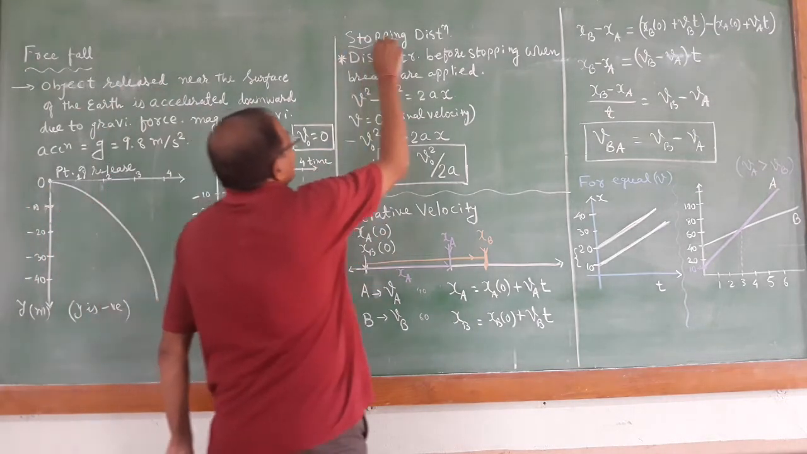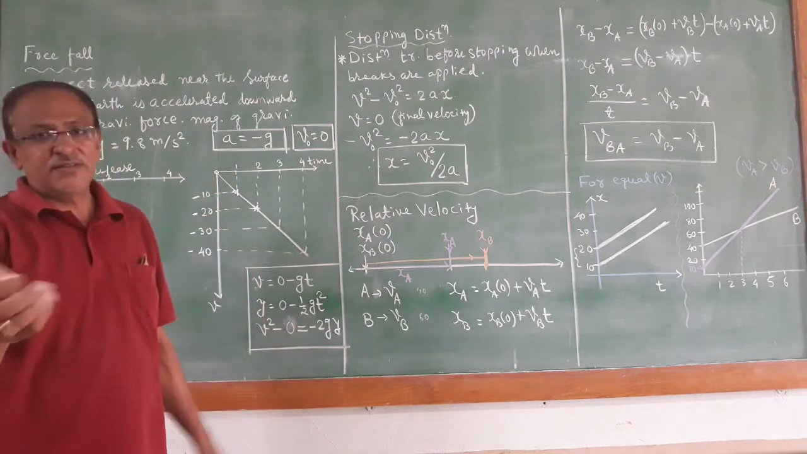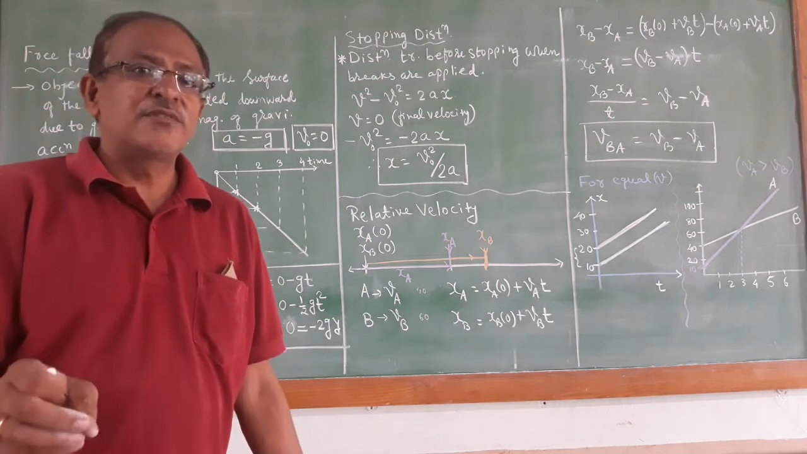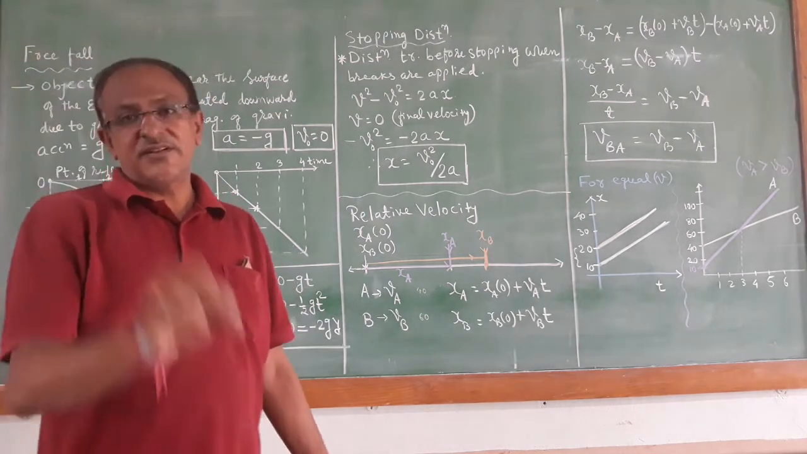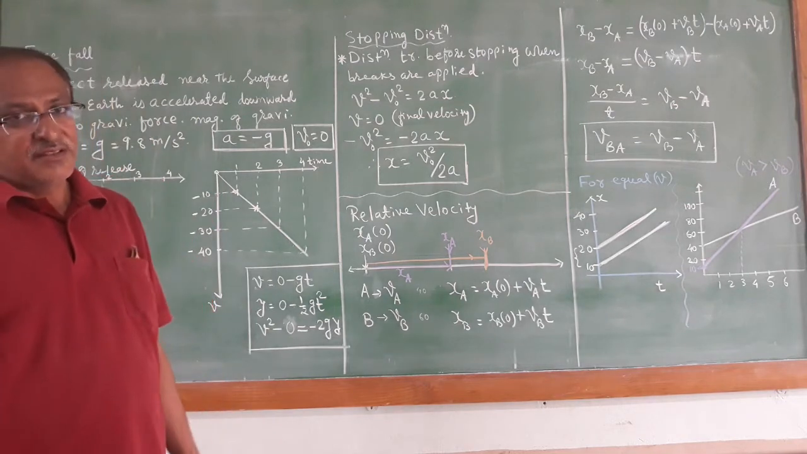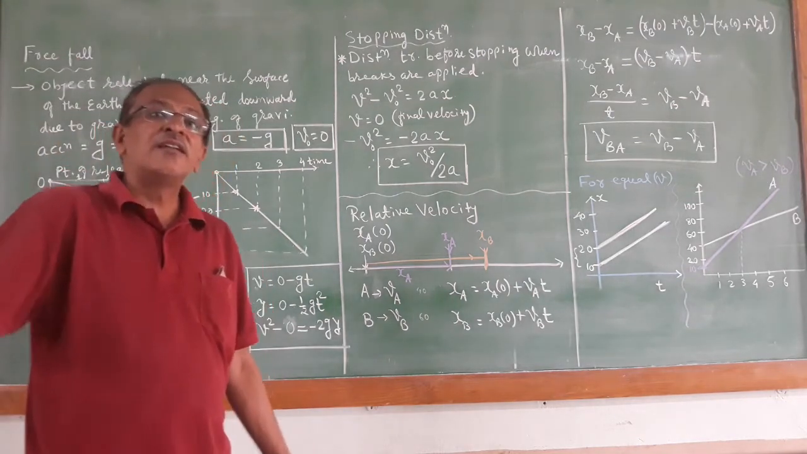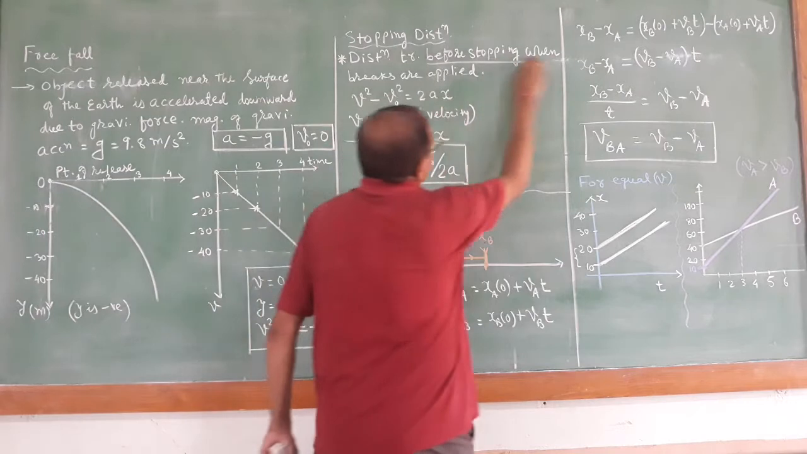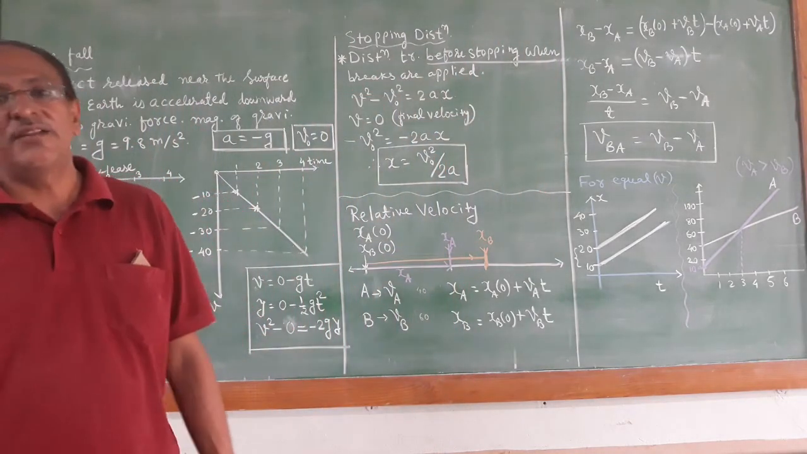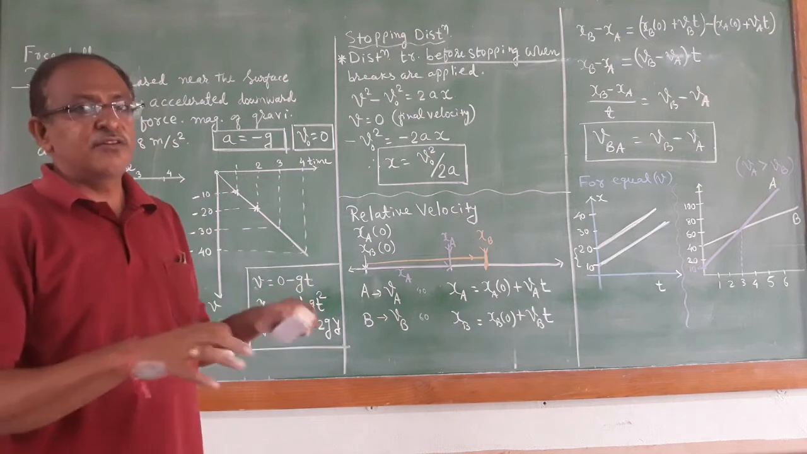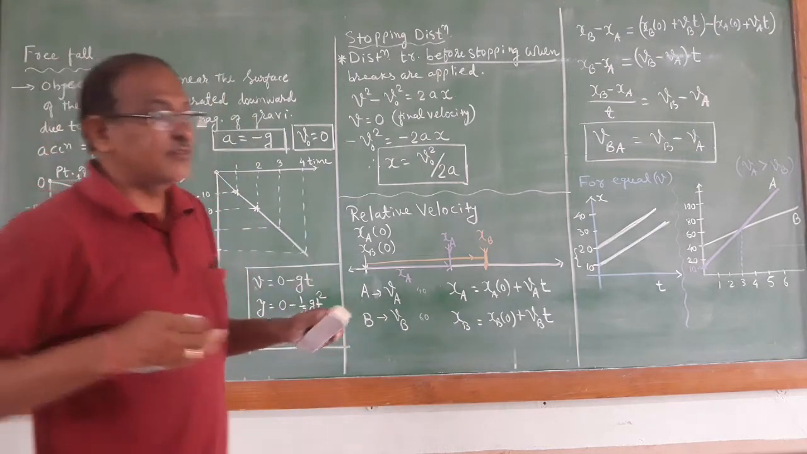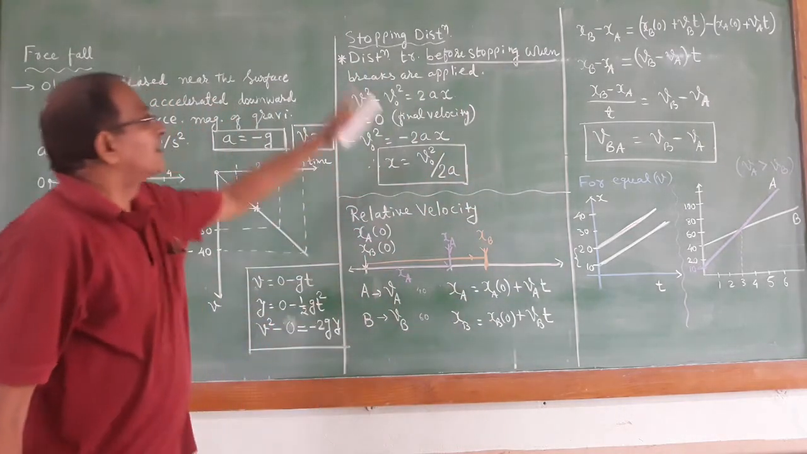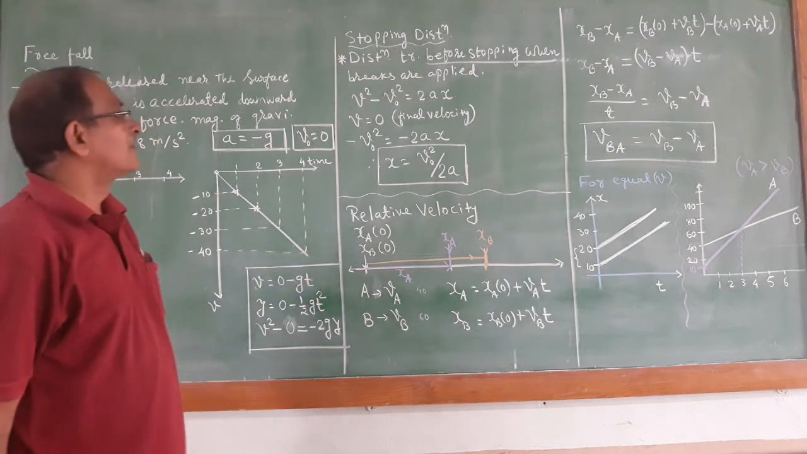Now there is a topic of stopping distance. Whenever brakes are applied, the acceleration produced is negative, or we can say it is anti-acceleration or retardation. The value of velocity gradually decreases. So the distance traveled before stopping, when the brakes are applied, is called the stopping distance. You do not stop immediately. When you apply the brake, you travel a certain distance. That distance traveled before the object stops is known as the stopping distance.